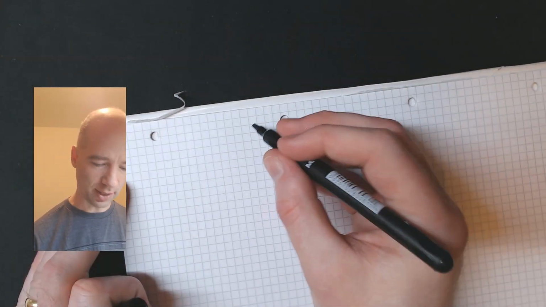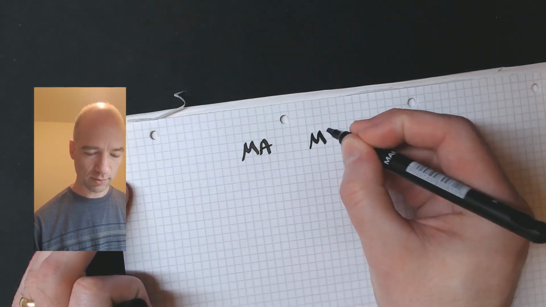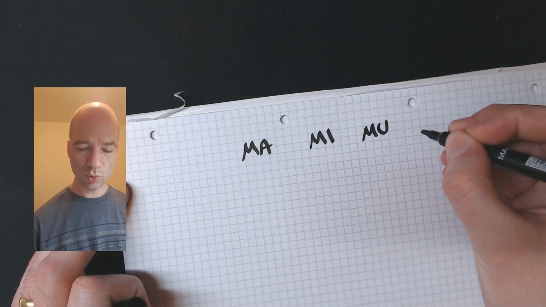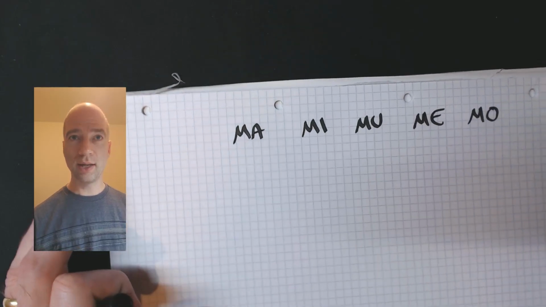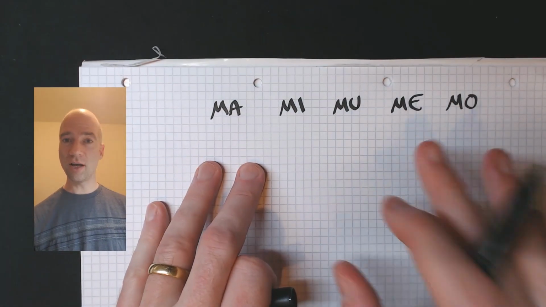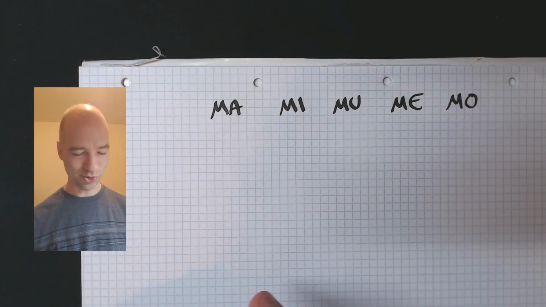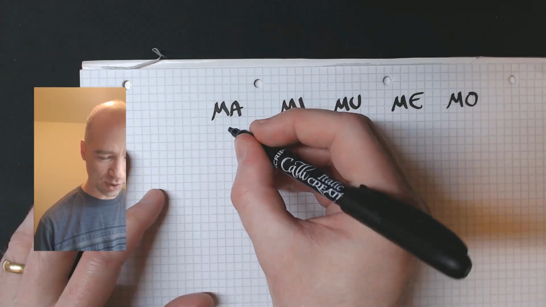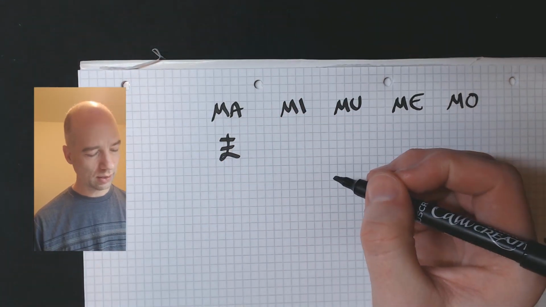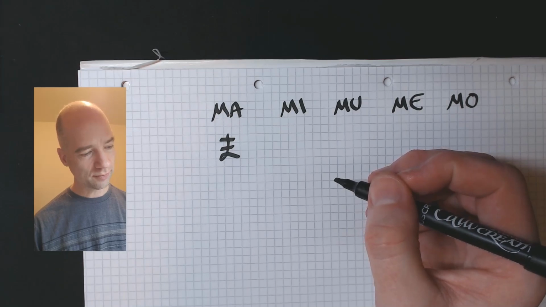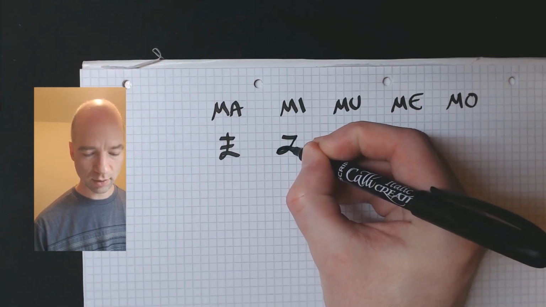So let's do the ma line. Ma, mi, mu, me, and mo. And in the ma line, there are some characters that are very easy to confuse with some of the ones from the na line. I'll point those out to you. First, we have ma. And then we have mi. Let's make sure I get it right here.